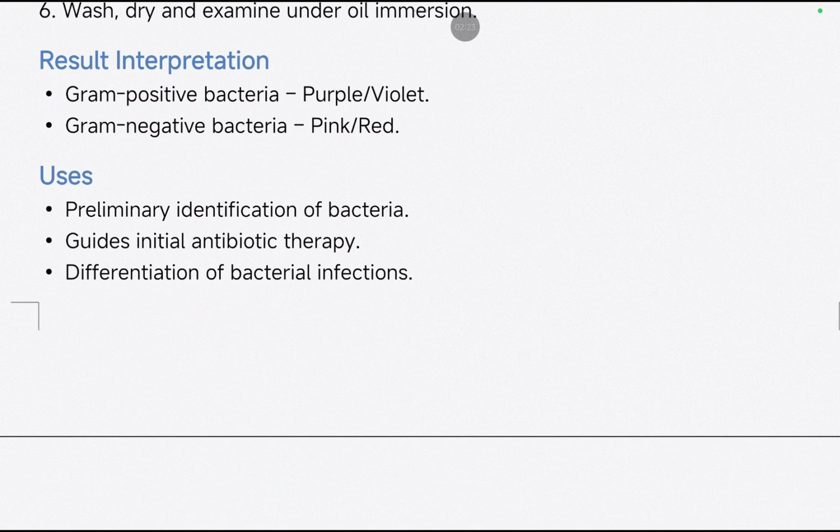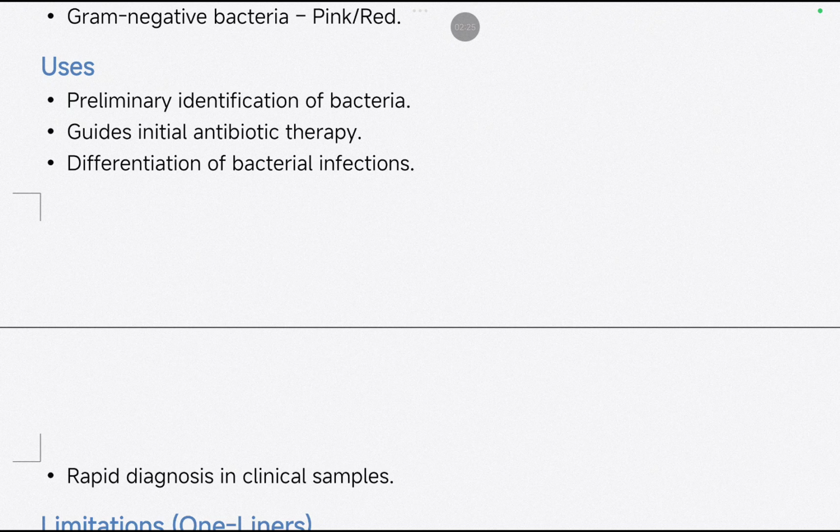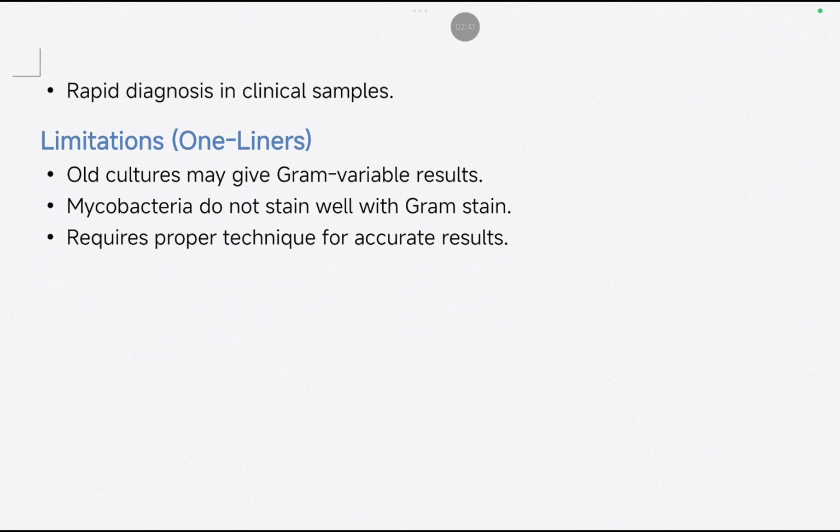What are the uses? Primary identification of bacteria is done on staining. It is something very basic and a first differentiator. It also guides initial antibiotic therapy. It helps in differentiation of bacterial infections. When we need to do a rapid diagnosis, it really helps.